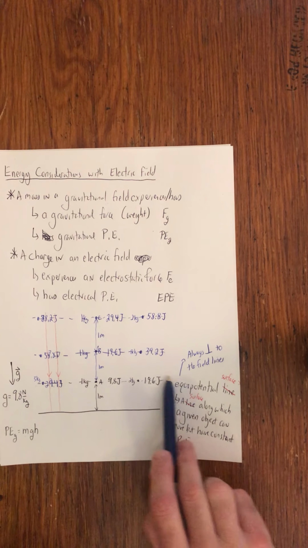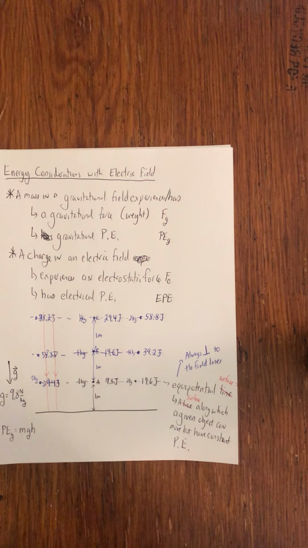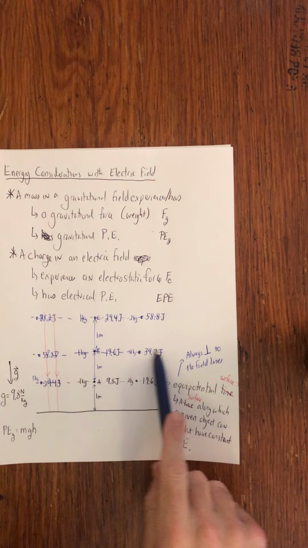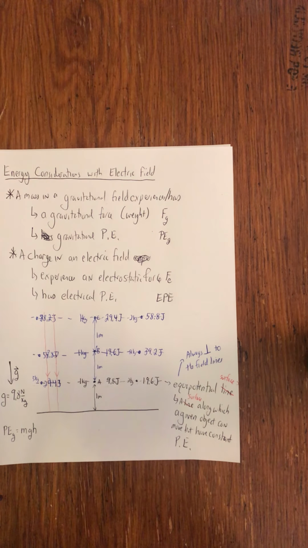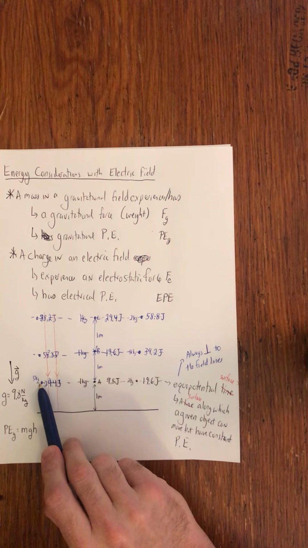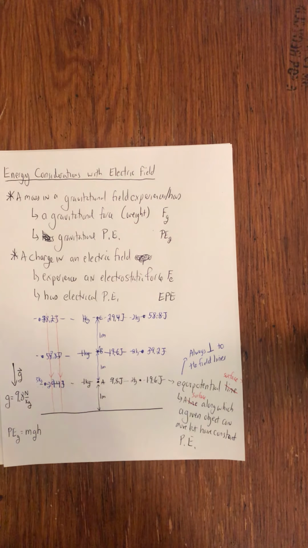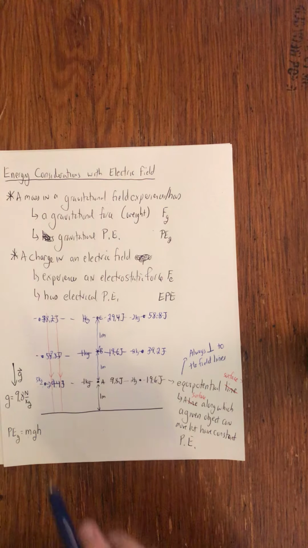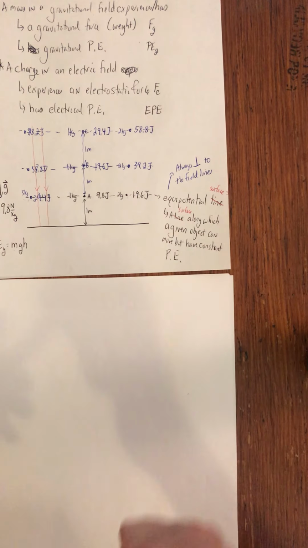Interestingly, notice at this equipotential line, different masses have different amounts of potential energy. At this equipotential line, different masses have different amounts of potential energy, and same thing here. But what I want you to notice is there's something that's the same for all of these three things, and it's not the amount of potential energy that they have.